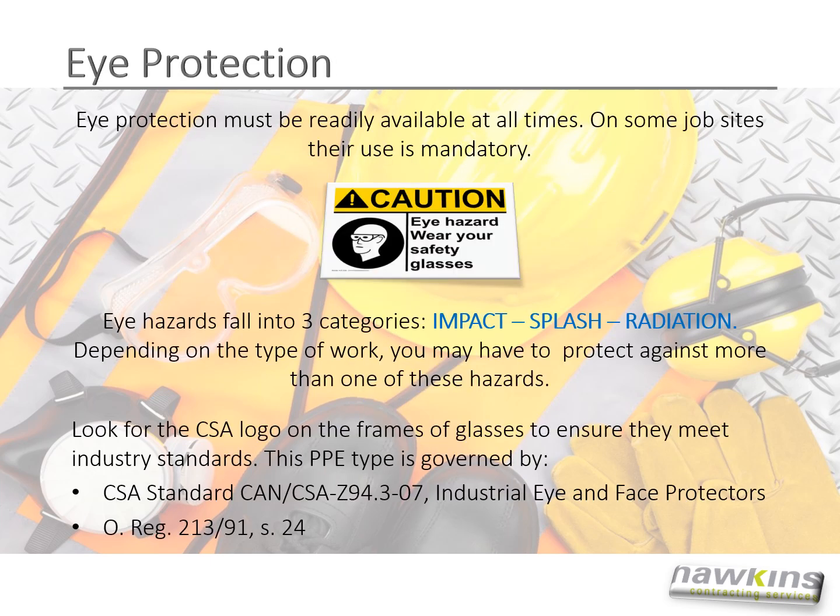Eye protection must be readily available at all times. On some job sites, their use is mandatory. Eye hazards fall into three categories: impact, splash, and radiation. Depending on the type of work, you may have to protect against more than one of these hazards. Look for the CSA logo on the frames of glasses to ensure they meet industry standards. This PPE type is governed by CSA standards for industrial eye and face protectors and the Ontario regulation on construction projects.